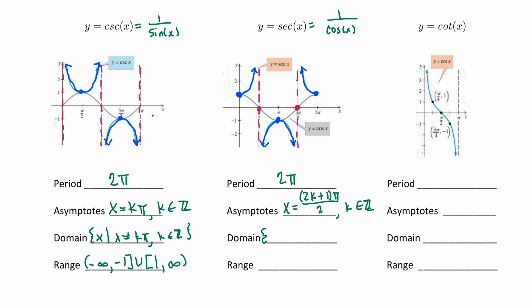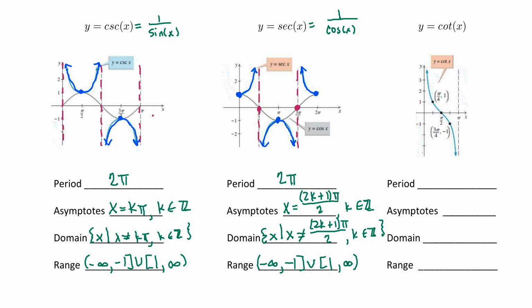The domain is everywhere except where these asymptotes occur. In set builder notation, the domain is the set of all x, such that x cannot be equal to an odd multiple of pi over 2, expressed as 2k plus 1 times pi over 2. Again, the notation that k is an integer is essential. Secant and cosecant have the same split range, that is -infinity to -1, united with 1 to infinity.